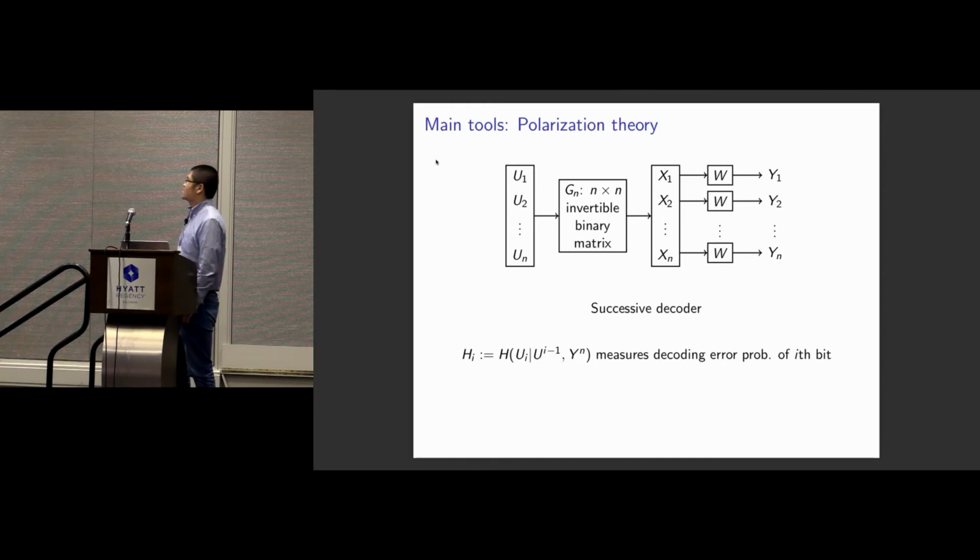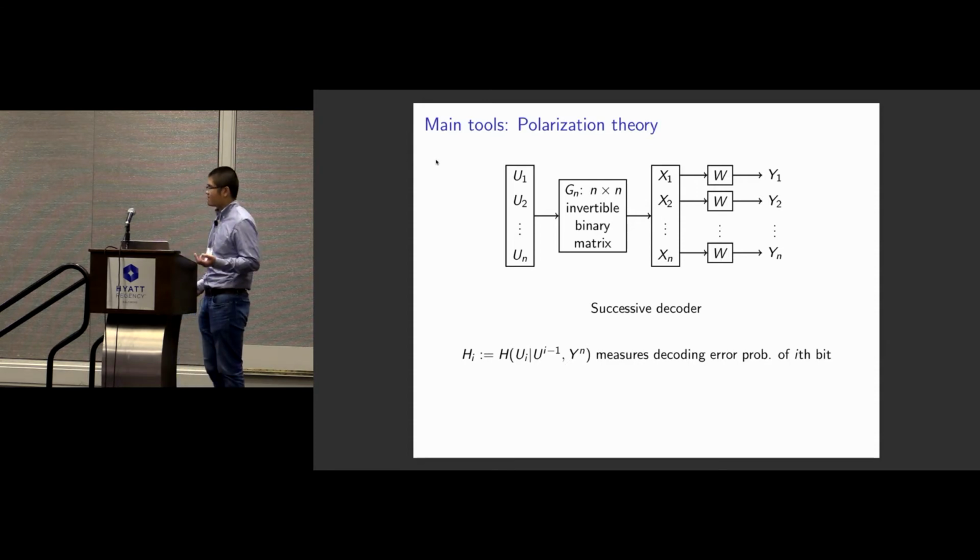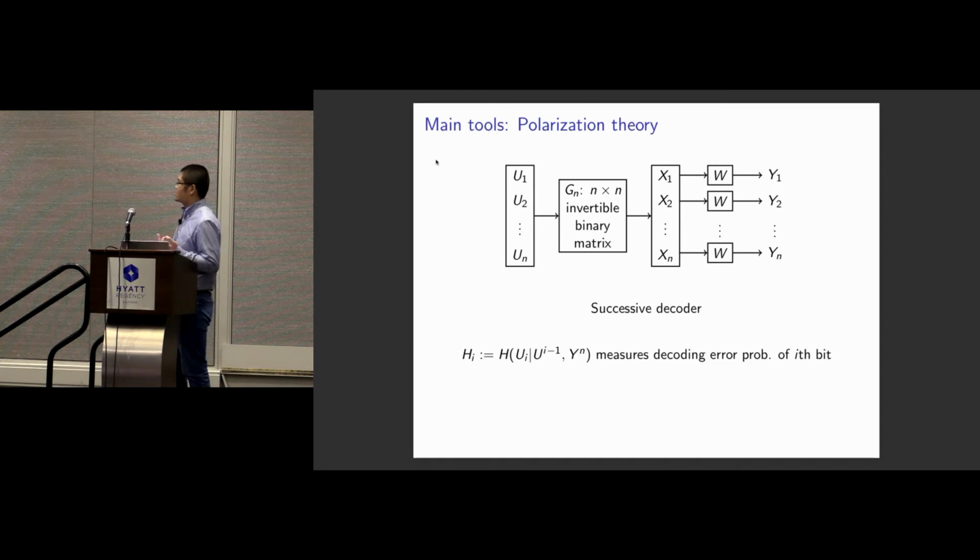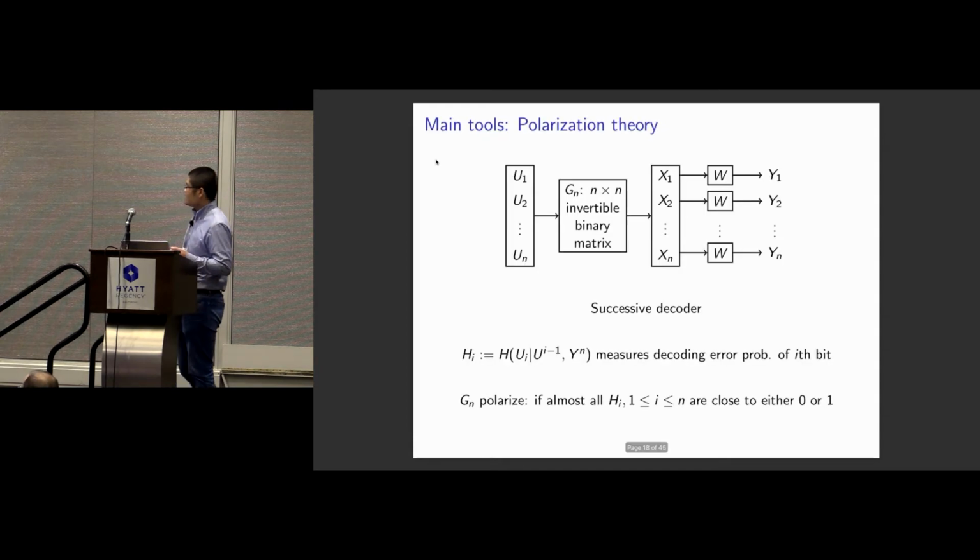Okay, so this conditional entropy clearly serves as a measure of the decoding error probability of the successive decoder for the i-th bit, right? If this conditional entropy is very close to 0, then we know that we can decode this bit successfully with very high probability. But if this conditional entropy is bounded away from 0, for example, if it is very close to 1, then basically it says that all these previous bits and the channel outputs give almost no information about ui. So here we say this matrix Gn polarizes if almost all the Hi's, where i ranges from 1 to n, are close to either 0 or 1.